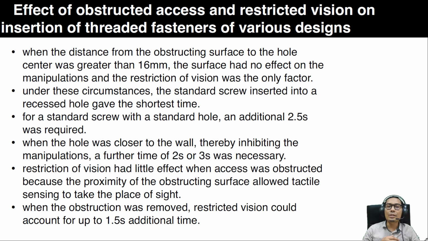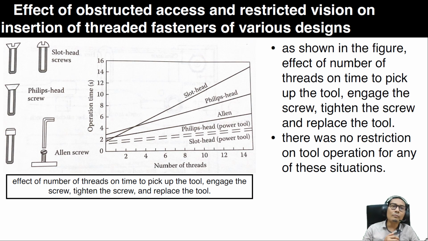The restriction of vision had little effect when access was obstructed, because the proximity of the obstructing surface allowed tactile sensing to take the place of sight. So you will use tactile sensing to replace the function of sight. When the obstruction was removed, restricted vision could account for up to 1.5 seconds additional time.